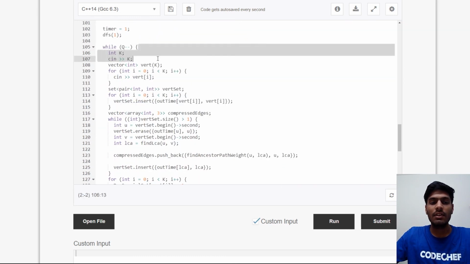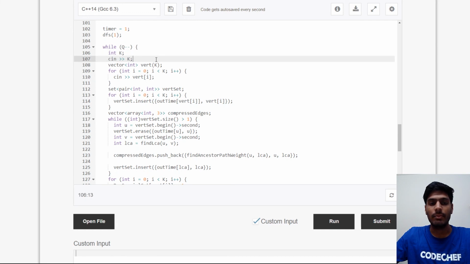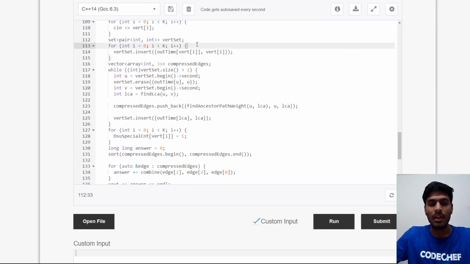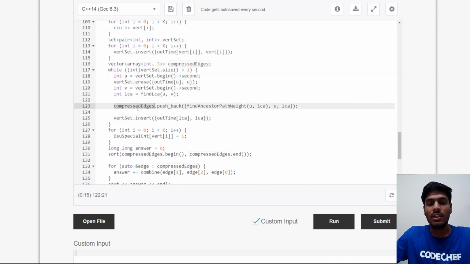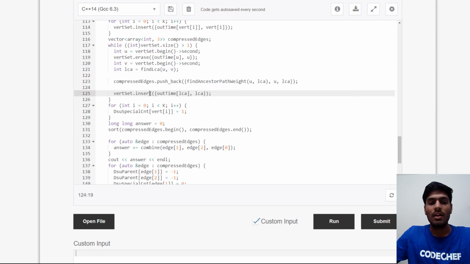After that, for each query, we first start taking k as input, and then we maintain an array vert of all the k vertices, and we take the input of them. After that, we have maintained a set of vertices, and this whole logic is basically used to compute our auxiliary tree. The auxiliary tree is stored in the compressed edges array. In this, we basically store the weight of an edge and two vertices of that particular edge. And we get the auxiliary tree inside the compressed edges array.